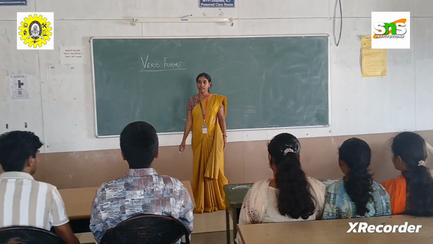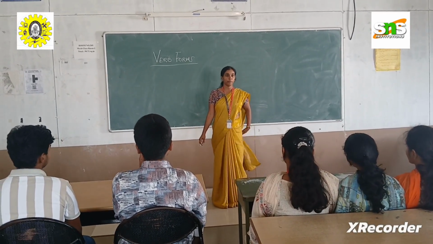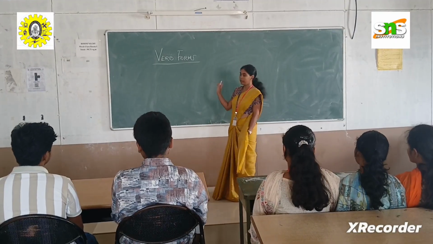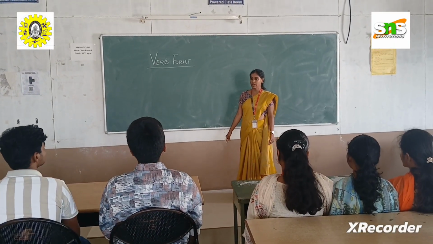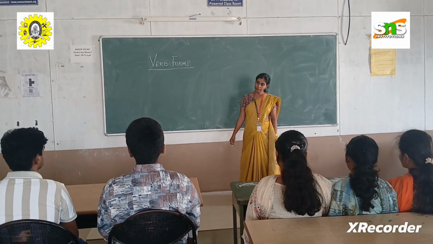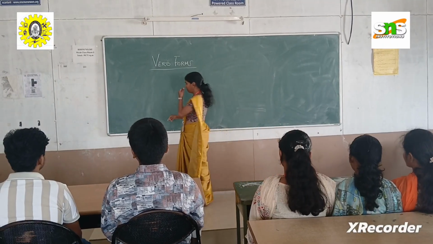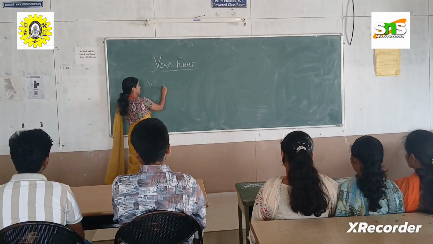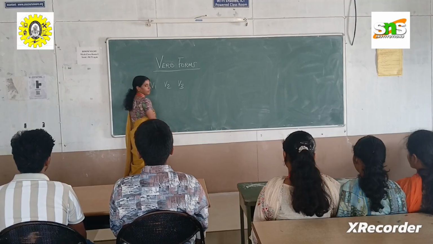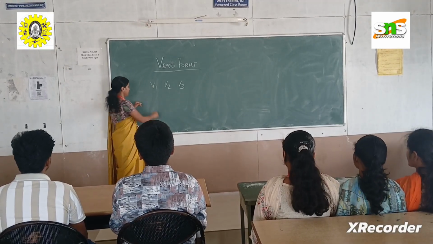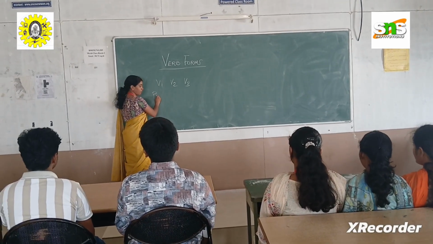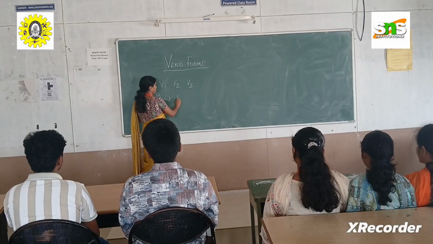Good morning all. So today we learn about the verb forms. Okay. So any idea about what is verb form? So verb forms are nothing but so-called V1, V2, V3 are verb forms. What is V1? V1 is present form of verb.